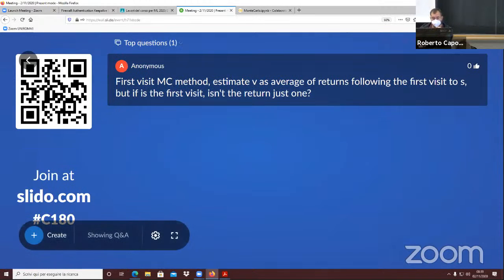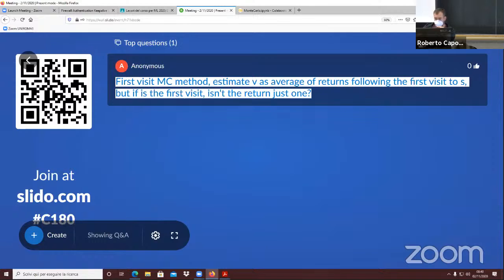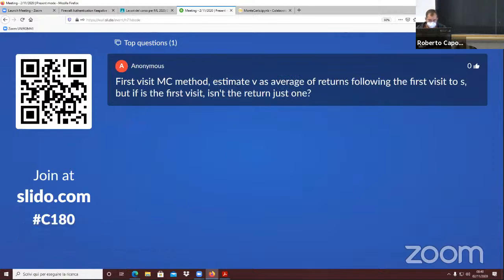Okay, for first visit Monte Carlo method, estimate V as an average of returns following the first visit to s, but if the first visit isn't the return just one? I don't understand your comment. So no, the return for the first visit will be the sum of the rewards that come after the first visit to that state. So it's the discounted sum of the rewards that come after a certain state.